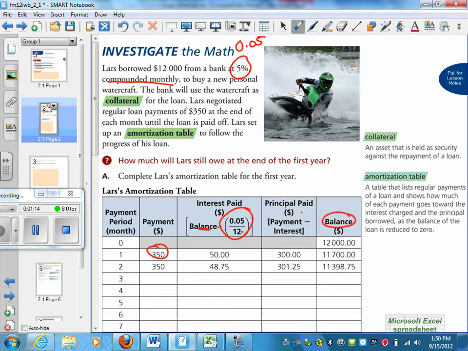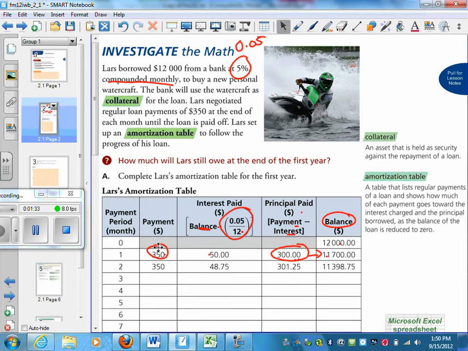His principal paid is his payment minus his interest. So $350 minus $50, $50 of his payment went towards interest. So $300 went towards paying off his balance. So you can see we went 12,000, we subtracted 300 to get 11,700.